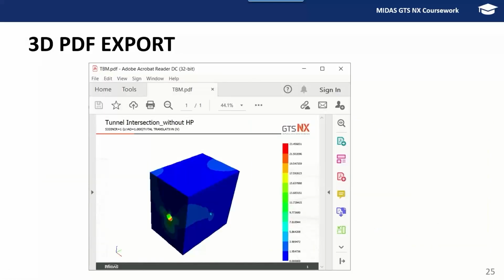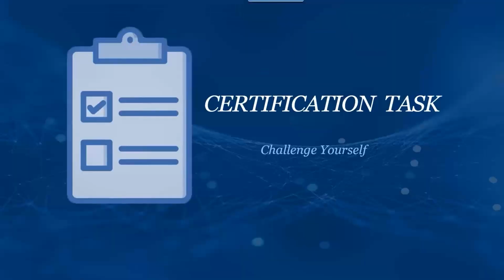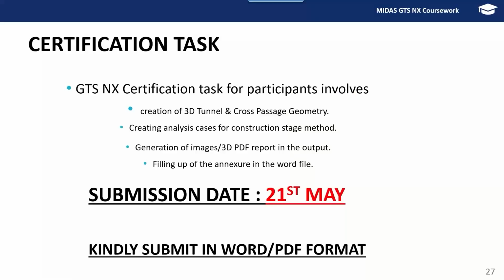Now coming to the certification task. For the certification task, you have to create the 3D tunnel and the cross passage geometry. Then you have to create the analysis cases for the construction stage method. If you want, you can generate images for the 3D PDF report in the output. And then the annexure will be provided to you, which were also done in the previous cases. And please note that the submission date is 21st May.